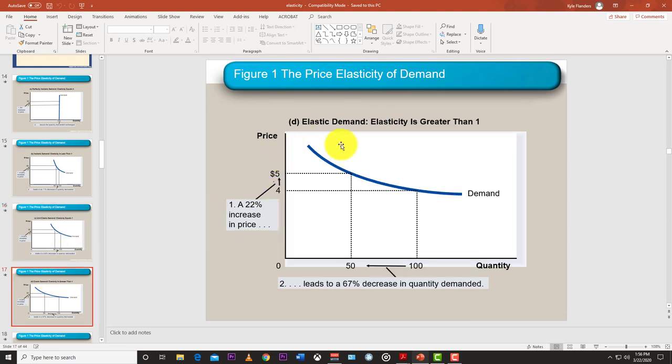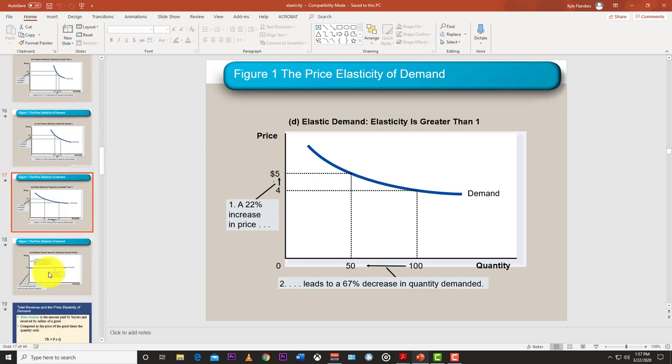Then we have elastic demand when elasticity is greater than one. You see it right here. The percentage change is 22 for price, but the percentage change in demand is way higher than the change in price, at 67. And so elasticity is greater than one, and you have elastic demand. That's when the price goes down, you run and buy a lot. When the price goes up, you buy a lot less.